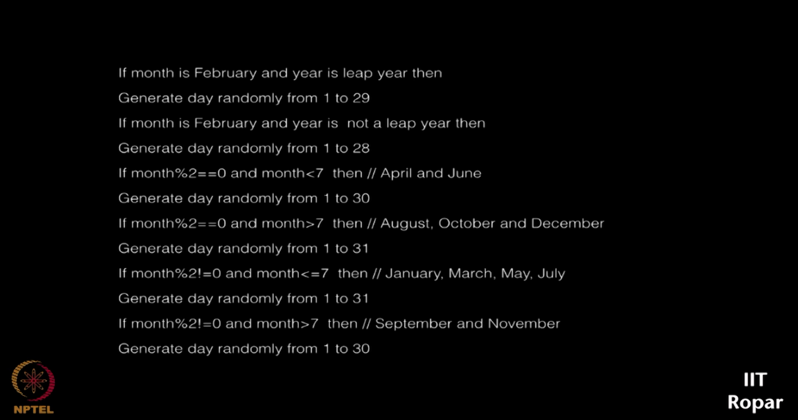If it is not divisible by 2 and it is less than or equal to 7, that means we are also referring to July here. You have to generate the day randomly from 1 to 31. And the last case, if it is not divisible by 2 and it is greater than 7, then you have to generate the day randomly from 1 to 30. This is how we are going to proceed in the program. You will get to know more about it when we write a program about the birthday paradox.